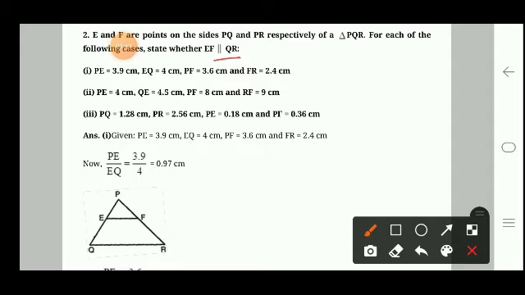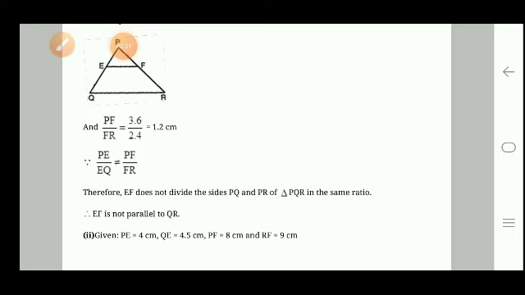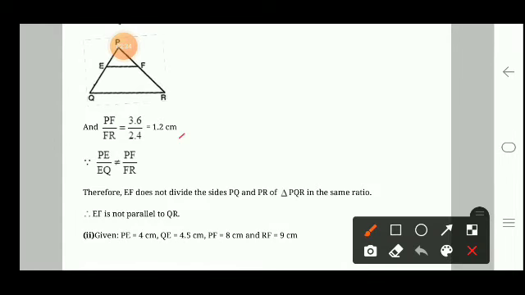So looking at the very first question, it is given PE is equal to 3.9, EQ is equal to 4 centimeter, PF is equal to 3.6 centimeter, and FR is equal to 2.4 centimeter. So the value of PE is given, the value of EQ is given, the value of PF is given, and the value of FR is given. So we just find their ratios. Here we have PE over EQ is equal to 3.9 upon 4, that is 0.975. Then moving forward, we have PF over FR is equal to 3.6 over 2.4, which is equal to 1.5.